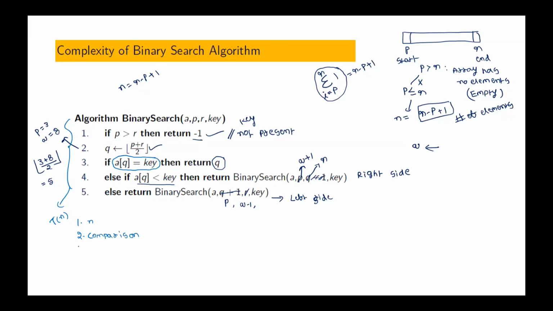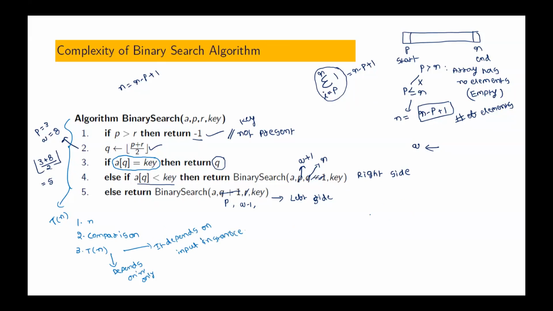Let T of n be the number of times this comparison operation is performed. Now tell me, does it depend only on n, or does it depend on the input instance also? Yes, it also depends on the input instance.